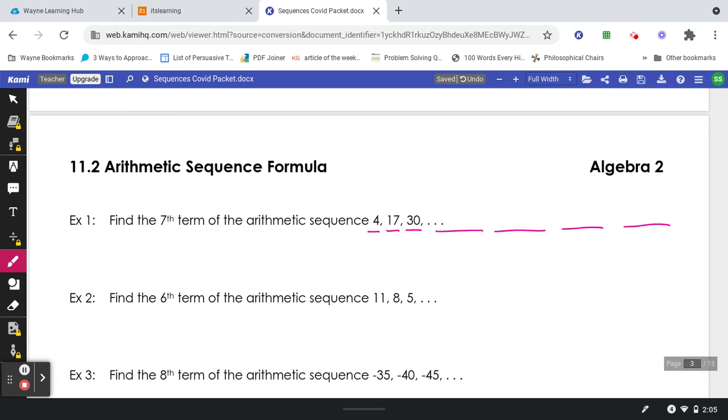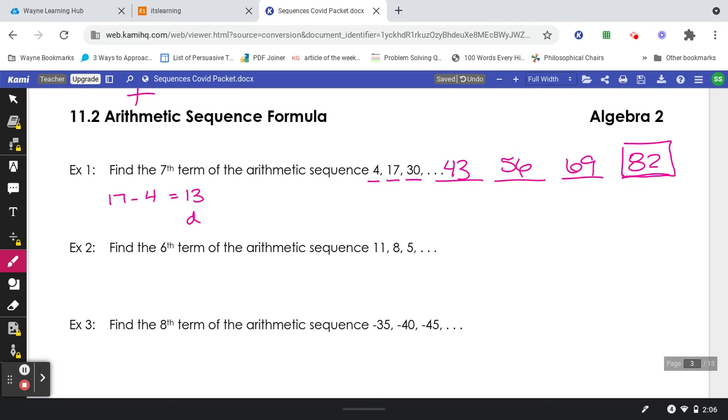All right, so arithmetic means I'm adding. And so it looks like I'm adding 13. If you had trouble seeing that, you just do the second term minus the first term, and that's your common difference. All right, so I'm going to grab my calculator and just start adding 13 to these numbers. 43, 56, 69, and 82 ends up being the 7th number in my list, which means that's the 7th term. That's my answer.